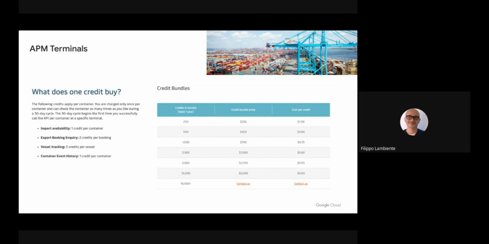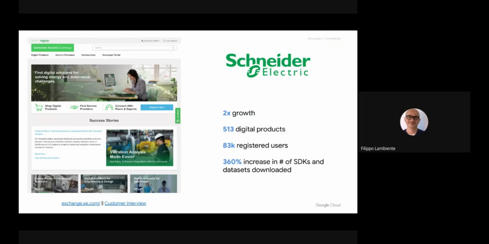So again, it does not need to be a particularly sophisticated use case, but even simple visibility can turn into generating new revenue and satisfy the customer at the same time.